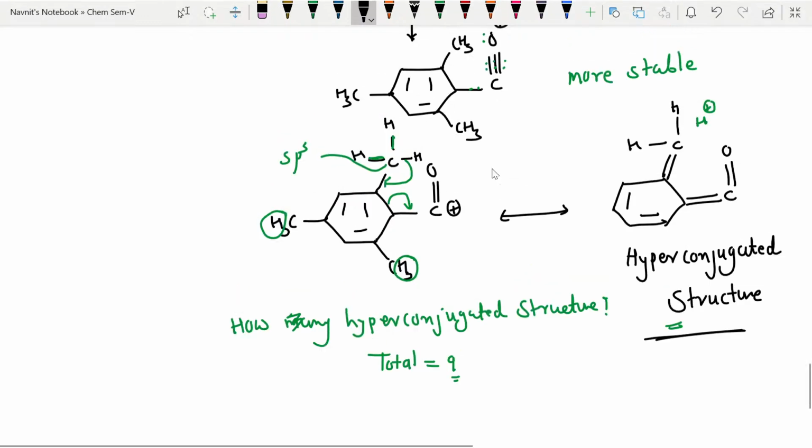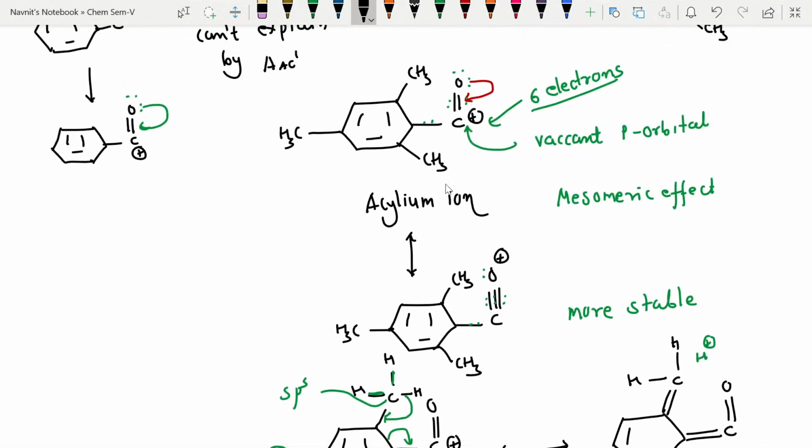Okay. So that's why this acylium ion is more stable. This acylium ion is more stable than this acylium ion.